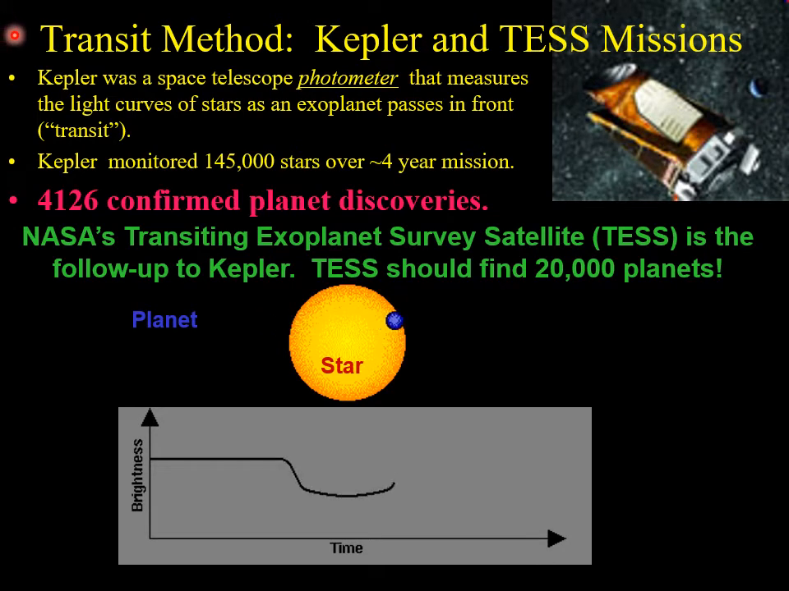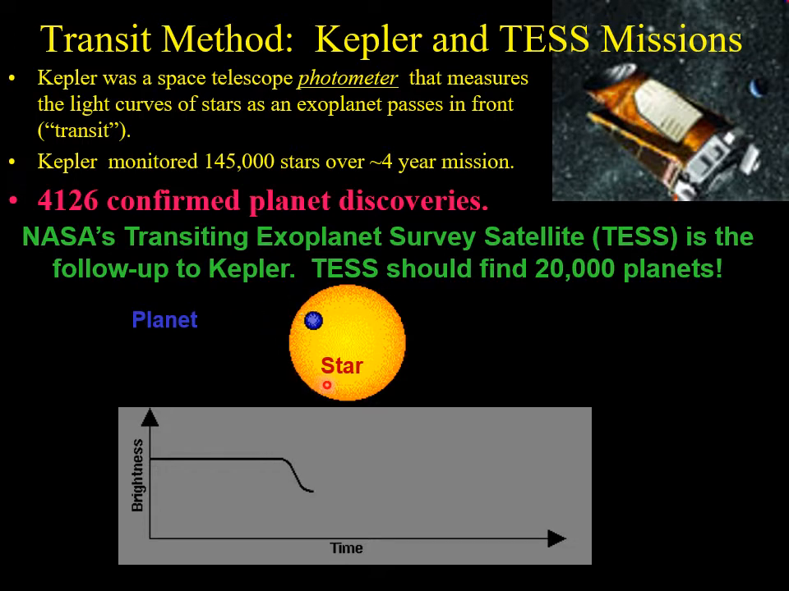So far, the most productive method by far of finding planets is called the transit method. There were a couple of missions called Kepler and TESS, satellites that were sent up in orbit, and their sole purpose was to detect planets using the transit method. So what is the transit method? Well, here's a little animation that shows it very well.